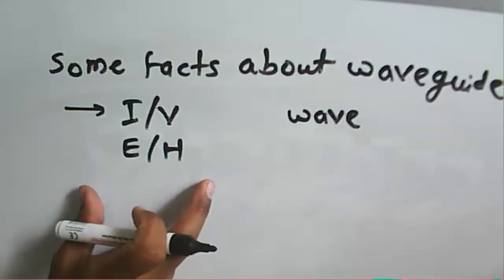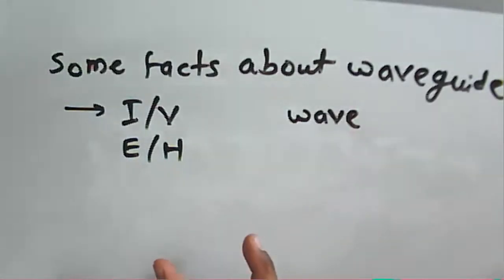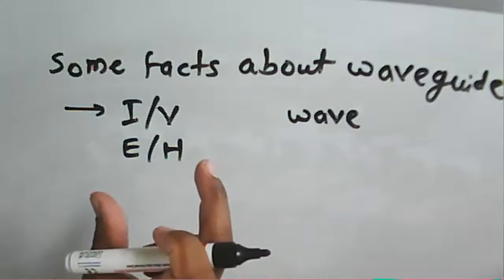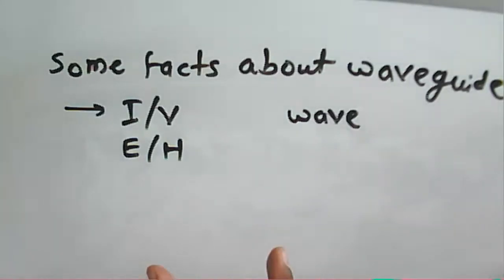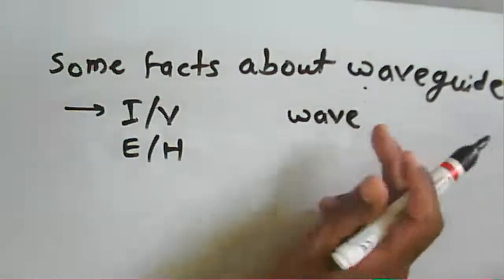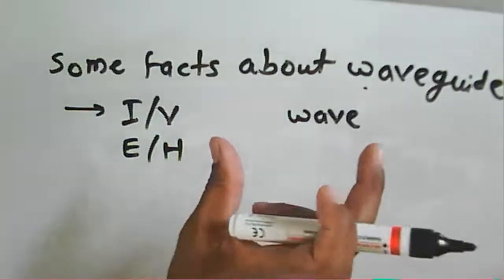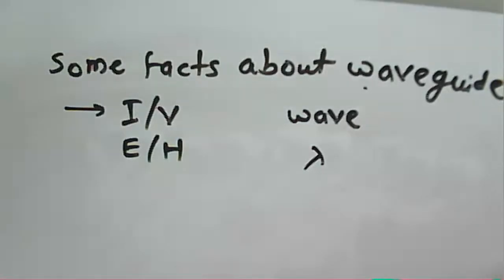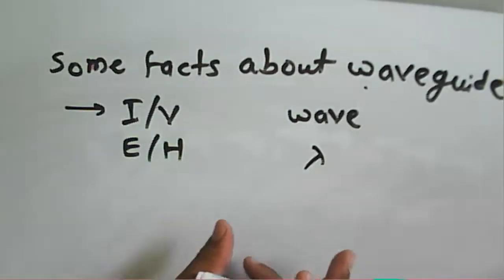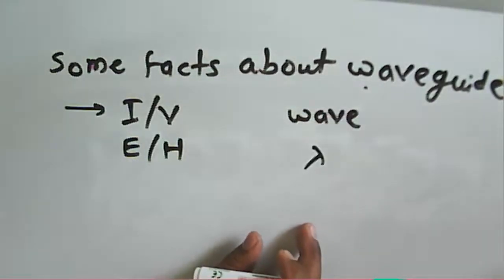Then the dimensions of the waveguide, the size, are totally dependent upon the operating wavelength of this particular waveguide. Waveguide dimensions depend upon that wavelength. Means we can say it is totally dependent upon lambda. What is the operating wavelength of this waveguide? According to that, the size of the waveguide will change.